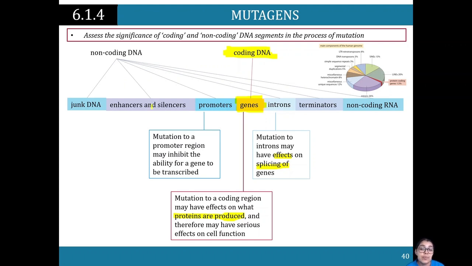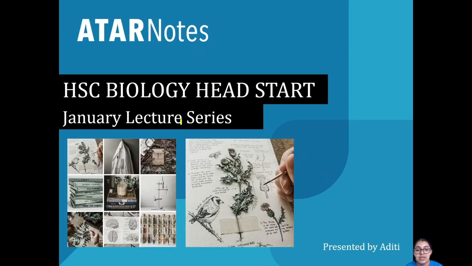Promoters. Mutations to a promoter region can actually inhibit the ability for a gene to be transcribed, because remember, those promoters are telling us where to actually start the process, where to actually start transcribing. So if there's an issue here, that will have an effect.